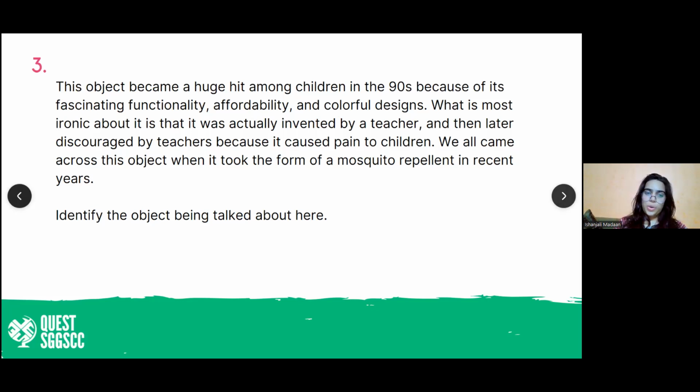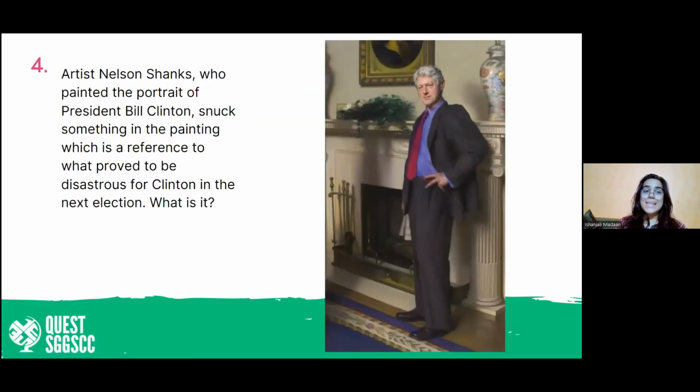Moving ahead to the fourth question. Artist Nelson Shanks, who painted the portrait of President Bill Clinton, snuck something in the painting which is a reference to what proved to be disastrous for Clinton in the next election. What is it?